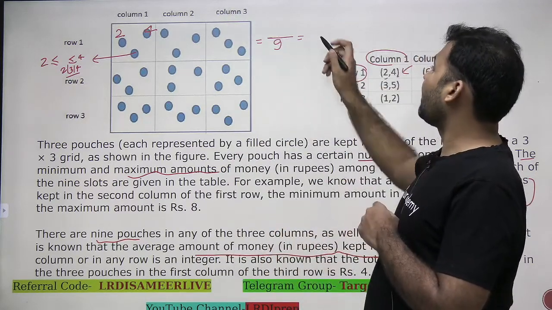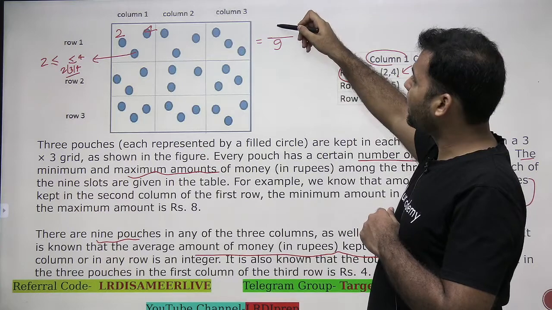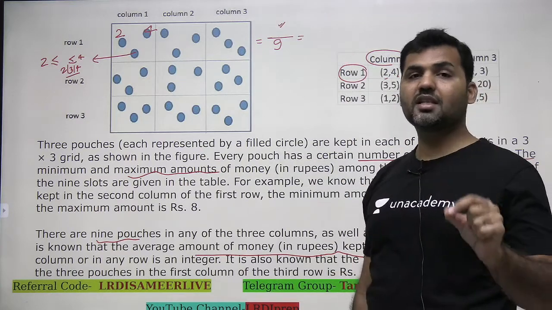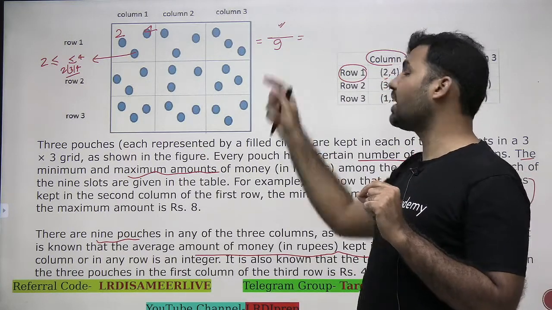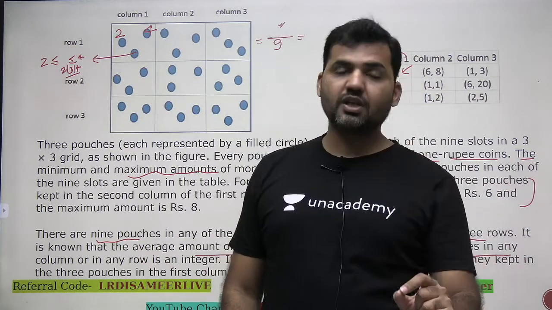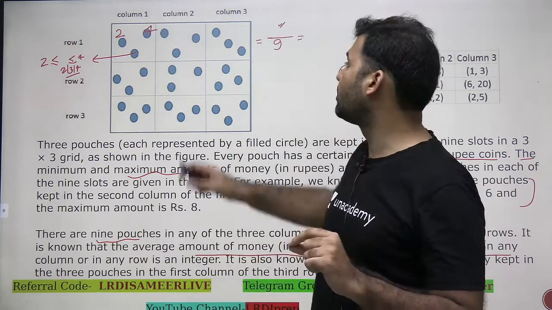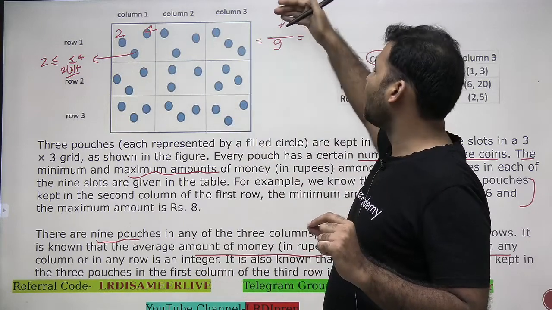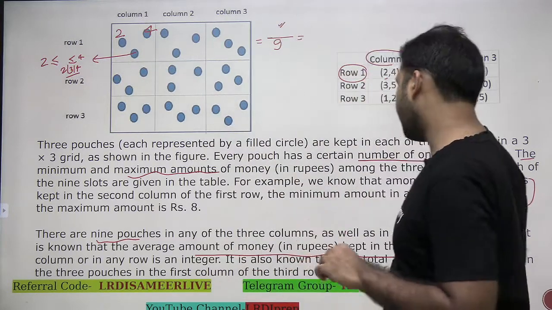Now, if I want the average to be an integer, can I say the number here should be a multiple of 9? Only then will the average come out to be an integer. That's a point you need to solve this set on. This is a basic concept. You have to look for those values where the numbers are supposed to be a multiple of 9.